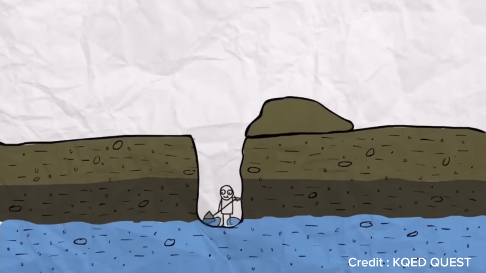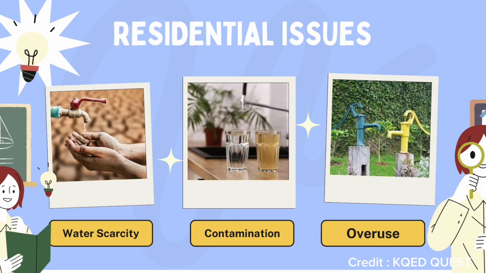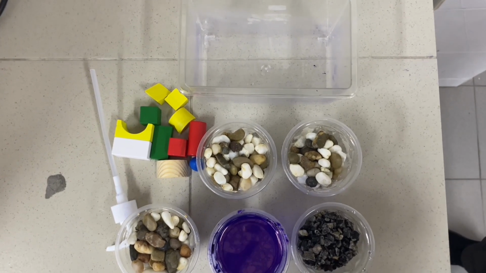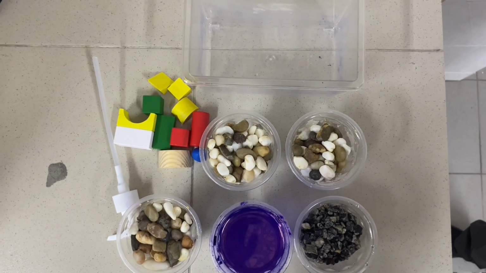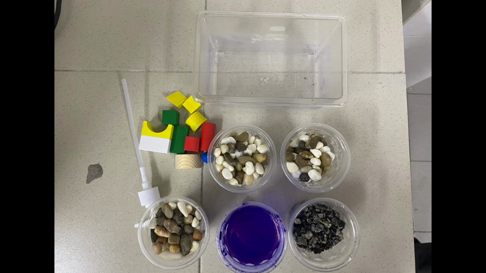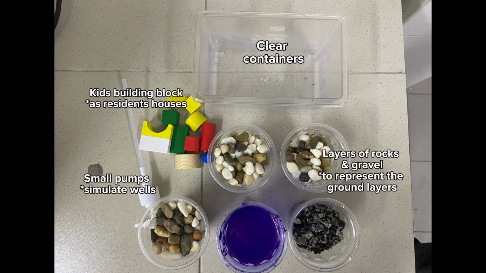Together, we will explore residential issues like water scarcity, contamination, and overuse. In order to build our aquifer model, we have used clear materials so you can see how water moves underground. Among the materials used in the model are clear containers, kids' building blocks as residence houses, small pumps to simulate wells, and layers of rocks and gravel to represent the ground layers.